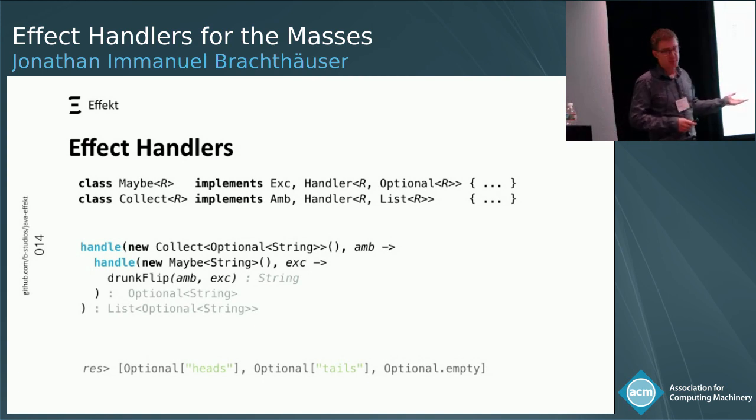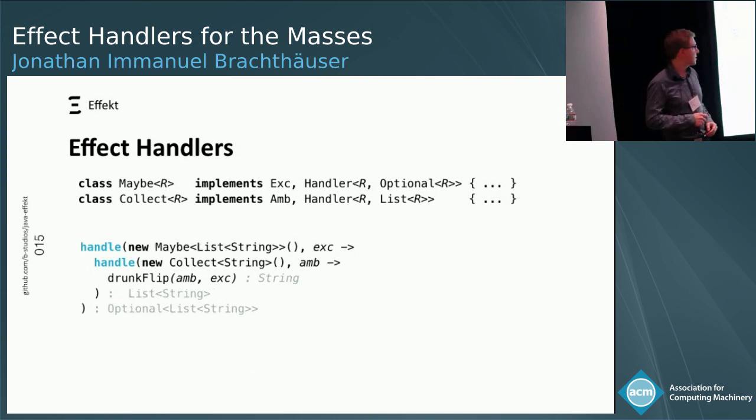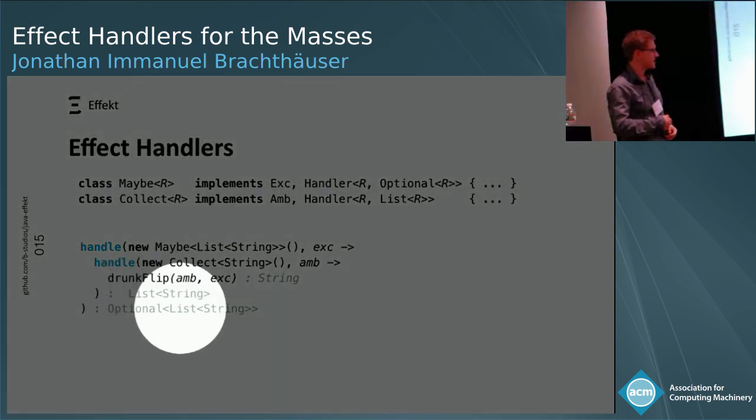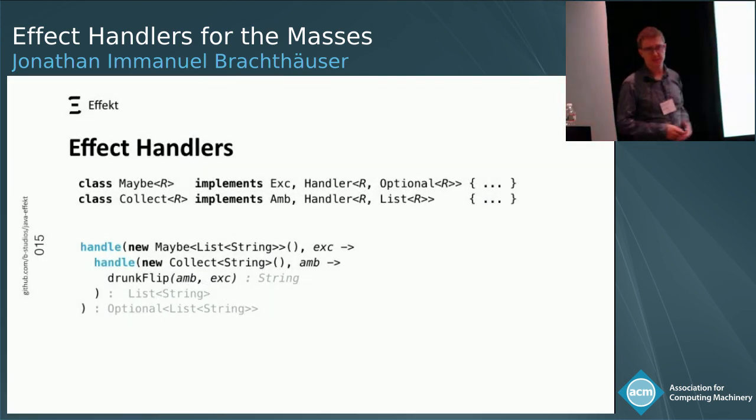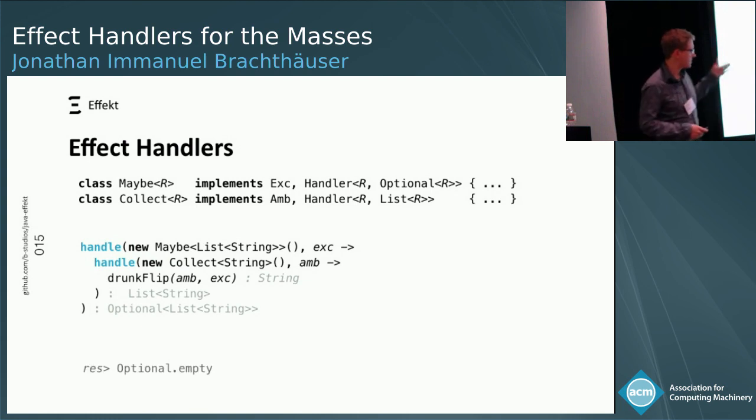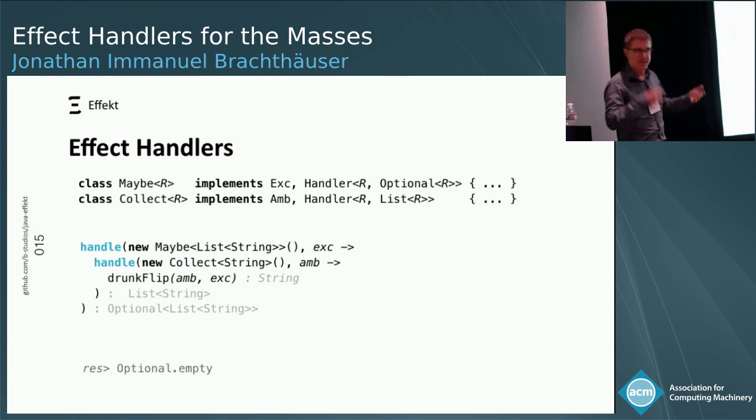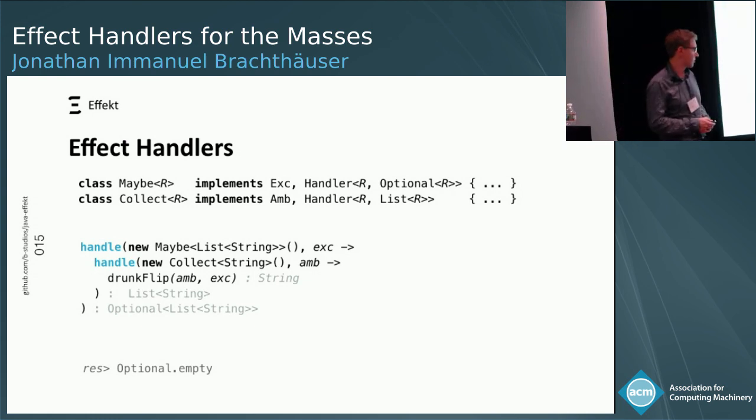The nice thing about Effekt handlers is that it's very, very easy to change the semantics by swapping these two handlers. So now we first handle the ambiguity effect, and then we handle the exception effect. And the types already tell us it's different. We now have optional list of strings. And also the semantics changes. Now, since there's one control path which has an exception, we get an overall optional empty result. That's only because we swapped these two handlers.